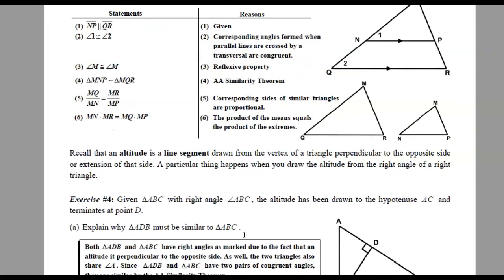All right, moving on. Recall that an altitude is a segment drawn from the vertex perpendicular to the opposite side. When we do that, we end up getting a set of right triangles that will all be similar to each other. And that's what we're going to try to prove here.